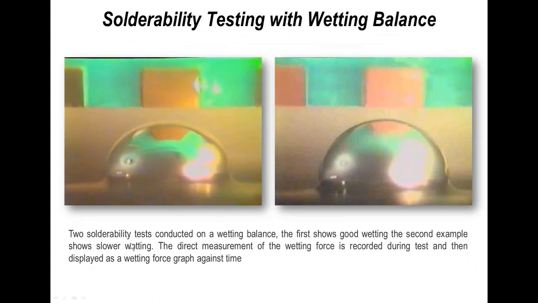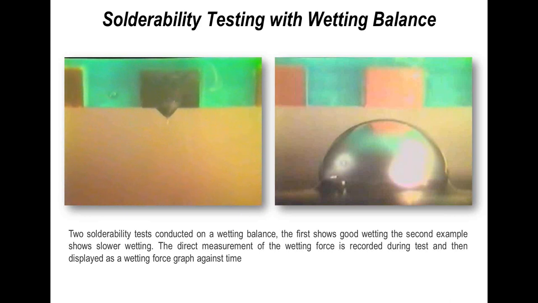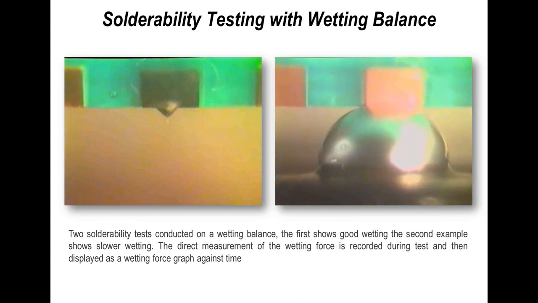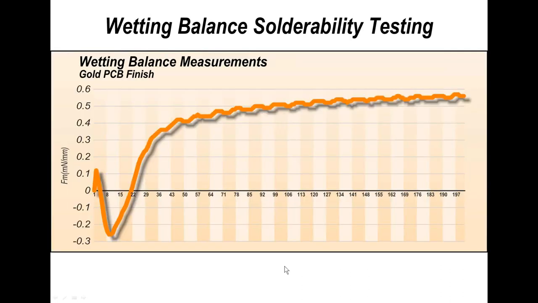It's a laboratory test, not a shop floor test, but it allows you to do direct measurements on the quality and consistency of a surface finish. And in these two examples that I'm showing you here, the board and the globule of solder have been wetted with flux, and we're bringing them in contact with each other, and you're actually measuring the wettability or solderability of the two surfaces. And as you can see, the one on the right-hand side didn't wet anywhere near as fast as the one on the left-hand side.